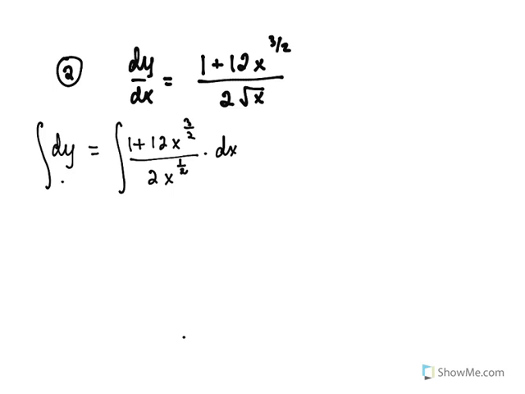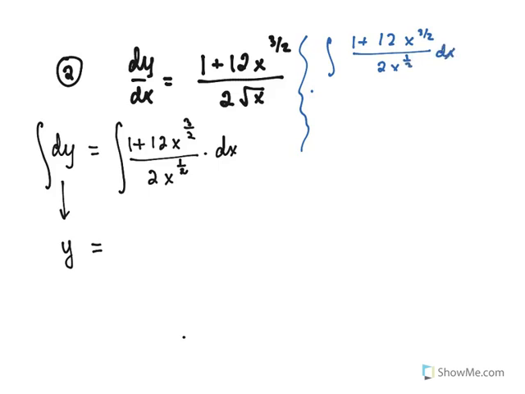Again, same situation. So the integral of dy is just y equals, well, this one is a little messy, but we can certainly do it. Let me just show my work on the right side here. I'm going to copy this integral of (1 + 12x^(3/2)) over 2x^(1/2) dx. I'm going to express this fraction by splitting it into 2 fractions.